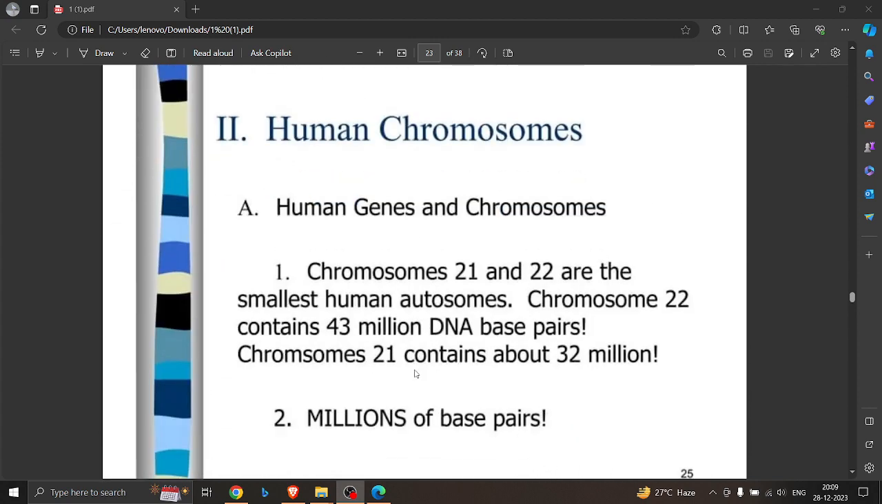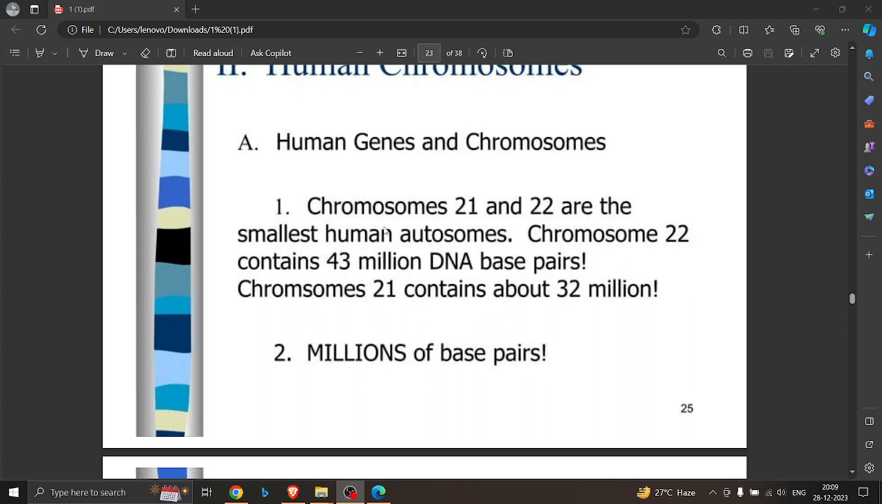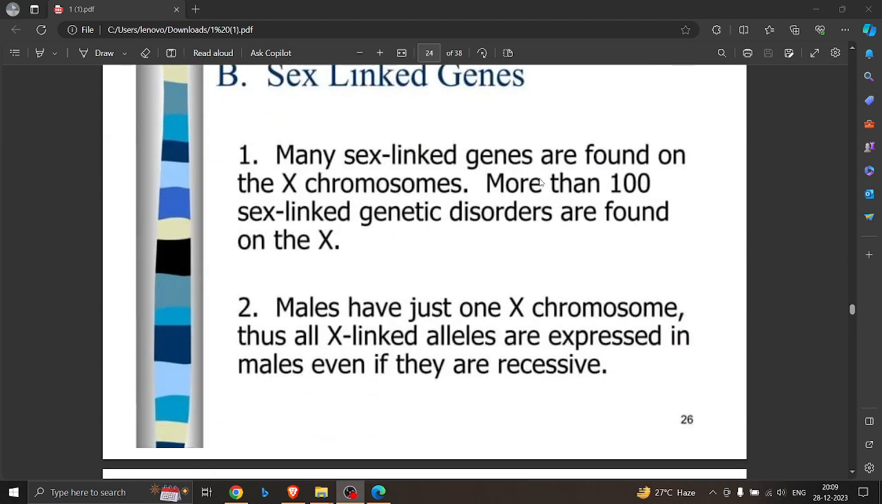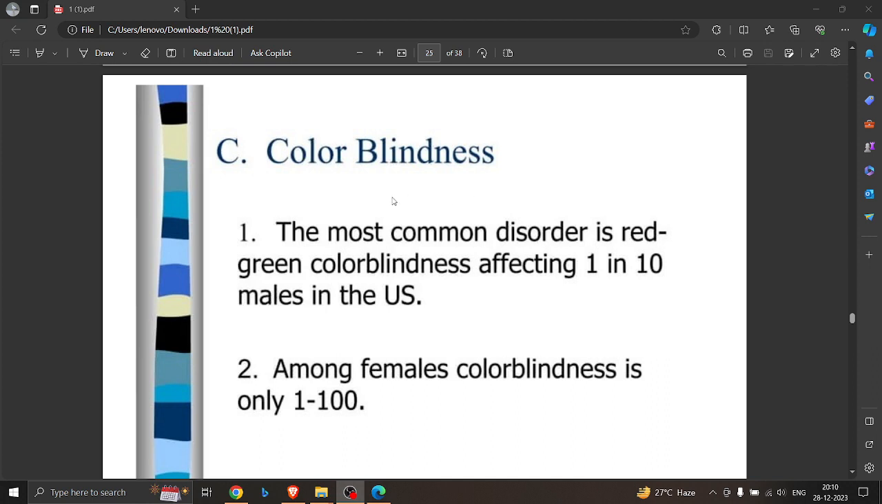Human genes and chromosomes: chromosomes 21 and 22 are the smallest human autosomes. Chromosome 22 contains 43 million DNA base pairs. Chromosome 21 contains about 32 million base pairs. Now sex-linked genes. Many sex-linked genes are found on the X chromosome. More than 100 sex-linked genetic disorders are found on the X. Males have just one X chromosome, so all X-linked alleles are expressed in males even if they are recessive.